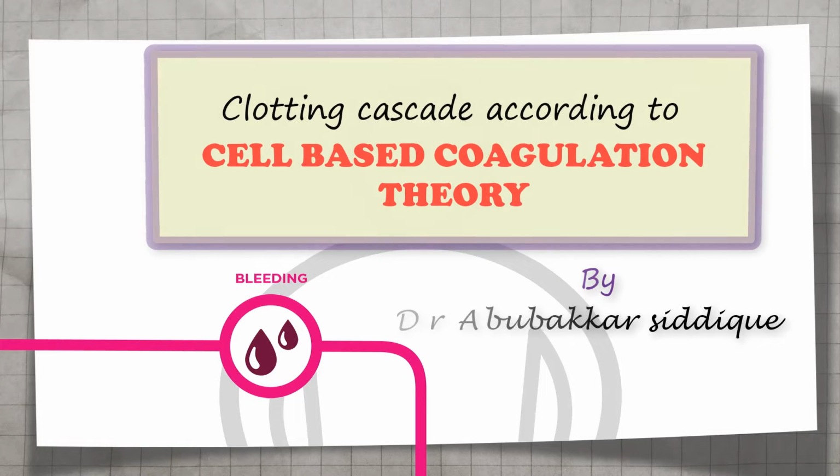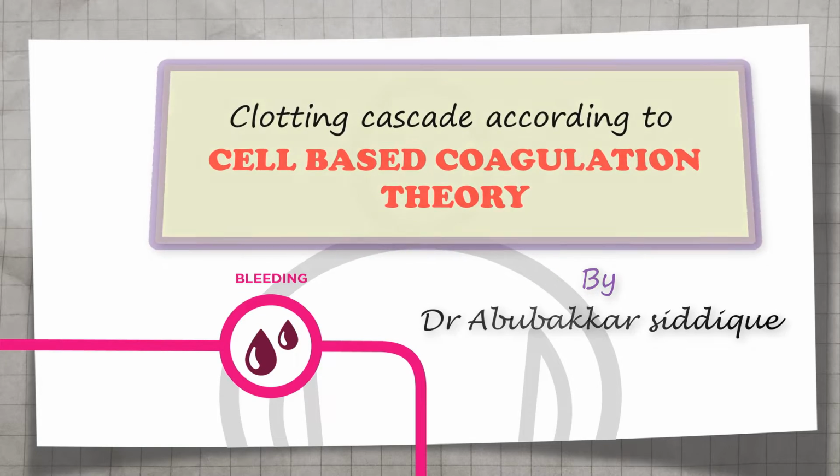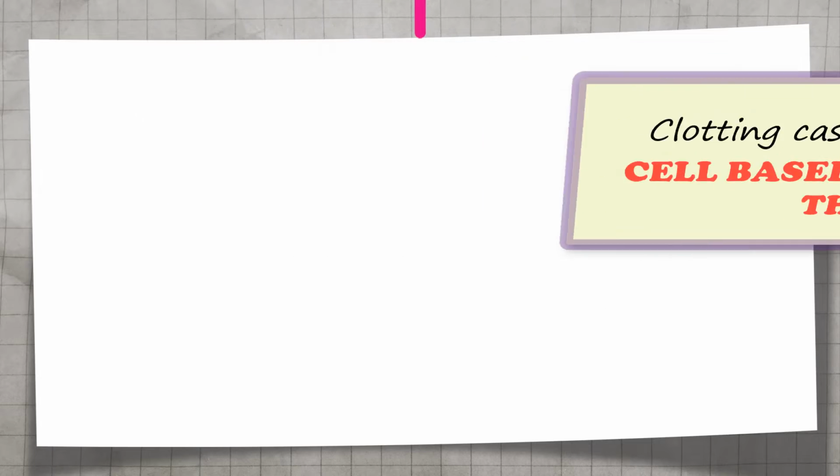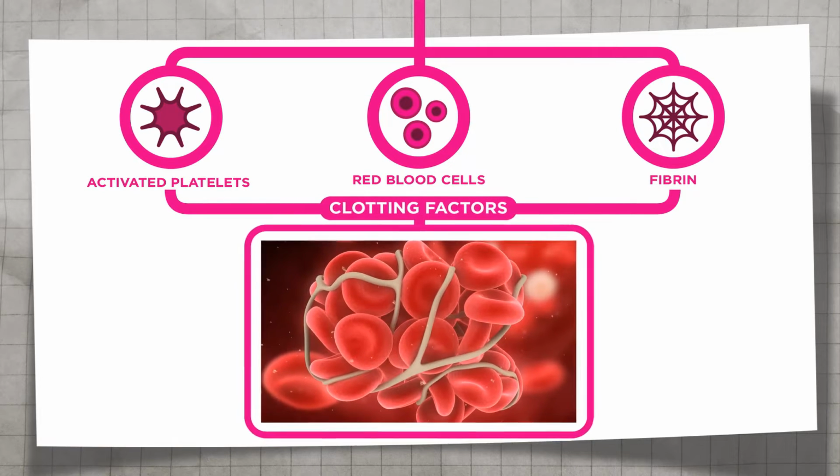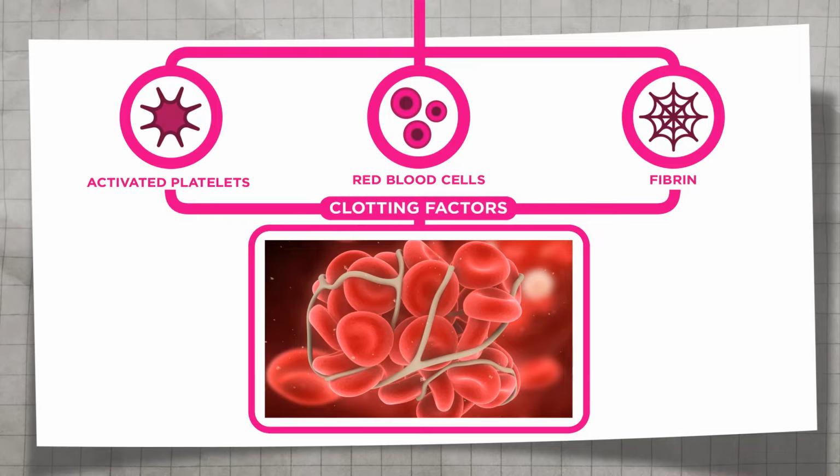Physiological response to limit blood loss after vascular injury. Blood clots are made up of activated platelets, red blood cells and fibrin, which hold the clot together. The process is mediated by around 30 proteins, which are known as clotting factors.